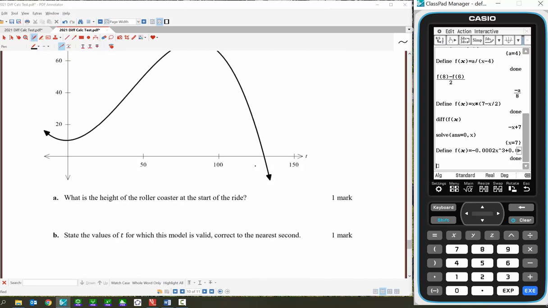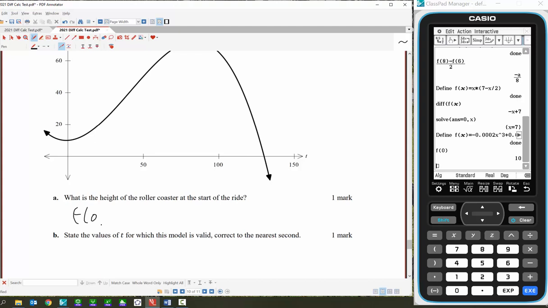Okay, what is the height of the roller coaster at the start of the ride? For 1 mark, I'm going to do f of 0. You don't need to write that, but that's what I'm doing on the calculator.